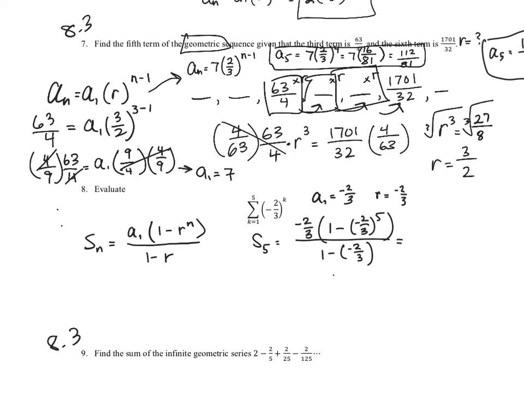Just to calculate. Let's see, we don't want that. There we go. Negative 2/3 to the 5th power. Then I'm going to do 1 minus that answer. And I multiply that answer by negative 2/3. And then I divide that answer by 1 minus negative 2/3, which is 1 plus 2/3, which is 5/3. So that answer divided by 5/3. It's negative 0.452. Let's see if that can be turned into a fraction. So we're going to keep it negative 0.453.